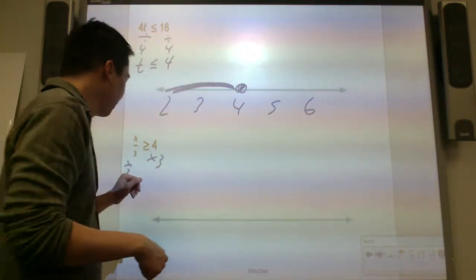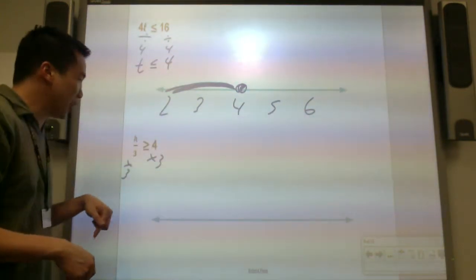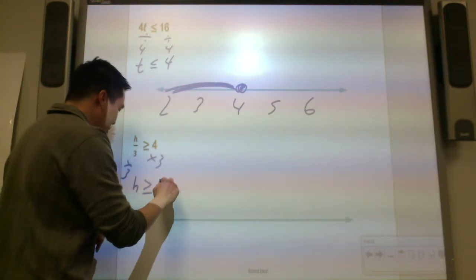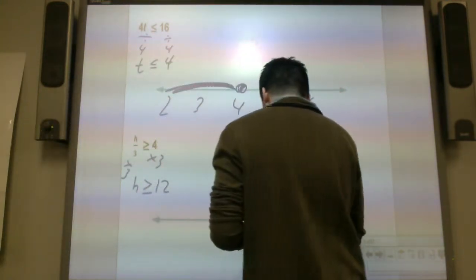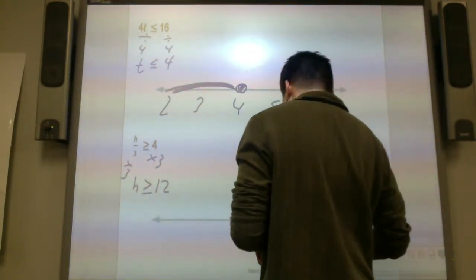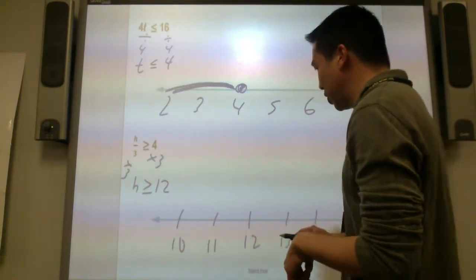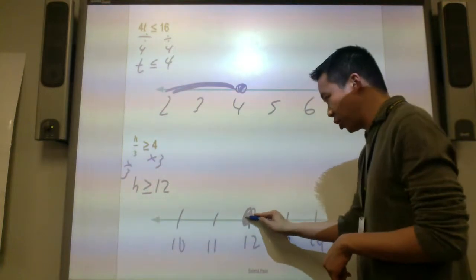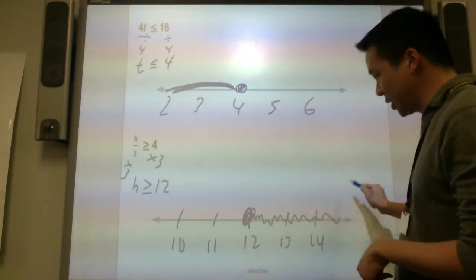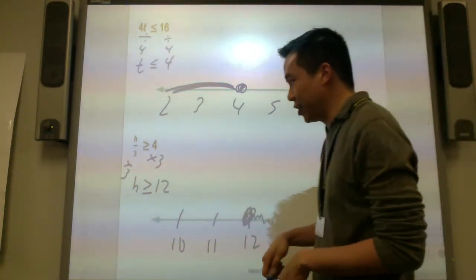Next one. Multiply by 3. That's the inverse operation. So h is greater than or equal to 12. So we have 12, 13, 14, 11, and 10. So what numbers are greater than or equal to 12? Closed up because they're including it. It's 13 and 14.